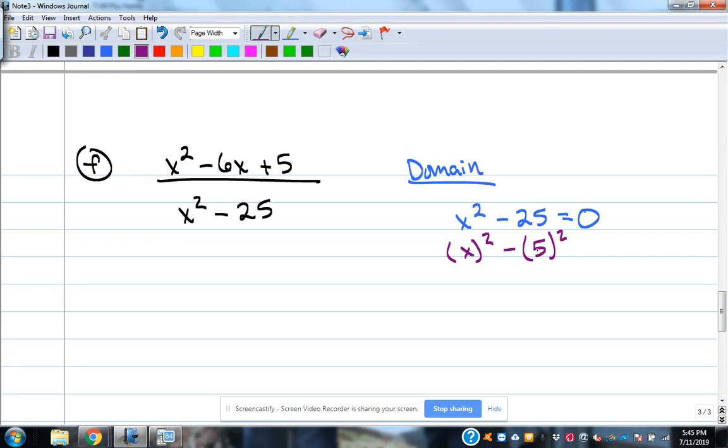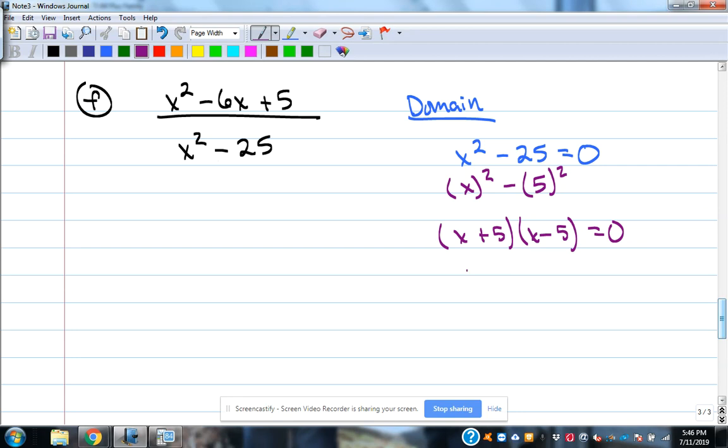X and 5, right? 5 squared is 25. So my factors would be x plus 5, x minus 5, right? And then I take each of those factors and set them equal to 0. All right, so that's what I'm going to do. X plus 5 equals 0. X minus 5 equals 0.